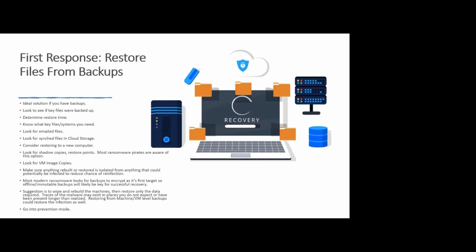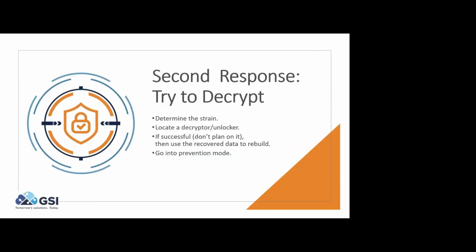Then you've got to go after that final step, go into prevention mode. Try to decrypt. If you know the strain, you might be able to find that from the message that you're given. You might want to Google this. There are sites that will tell you the strain. If you know one of your encrypted files, they might be able to tell you what the strain is. Locate the decryptor, and if you're successful, but don't plan on it, then use the recovered data. Again, don't plan on it, and then go into prevention mode if that does work.